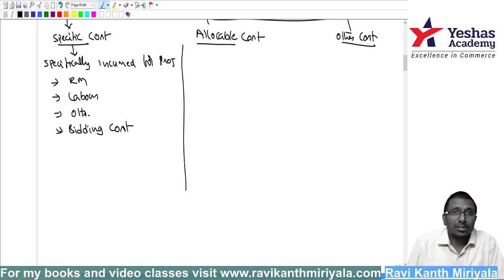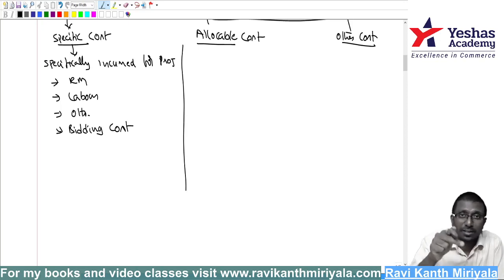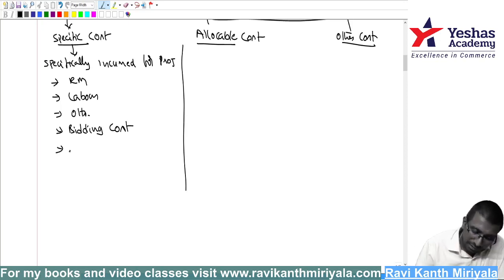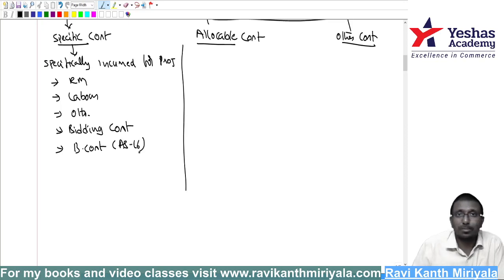I may need to make some payment when you are placing the bid. Yes, you have to make some payment to the government. All those costs are specifically for the purpose of this project only. Got my point? And what about borrowing cost? Yes, borrowing cost as per Accounting Standard 16 is also going to be part and parcel.